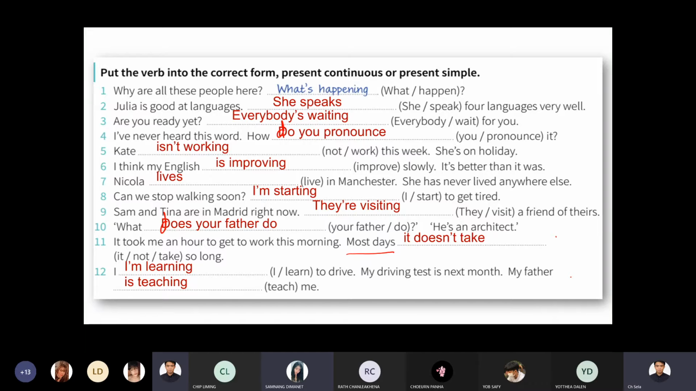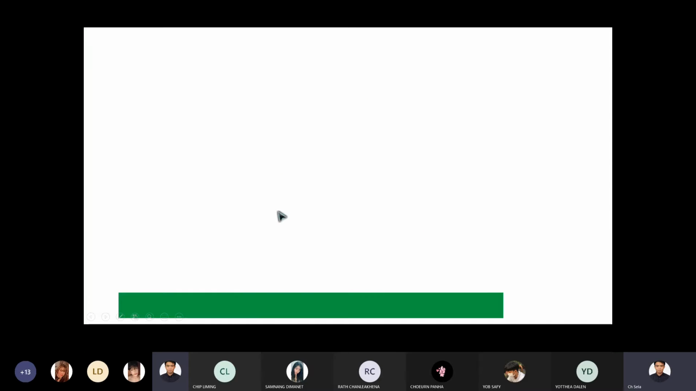Can we stop working soon? I'm starting to get tired. Sam and Tina are in Madrid right now. They visiting a friend out there. What does your father do? He is an architect. It took me an hour to get to work this morning. Most days it doesn't take so long. I am learning to drive. My driving test is next month. My father is teaching me. All right. Thank you very much. So we can continue our lessons.